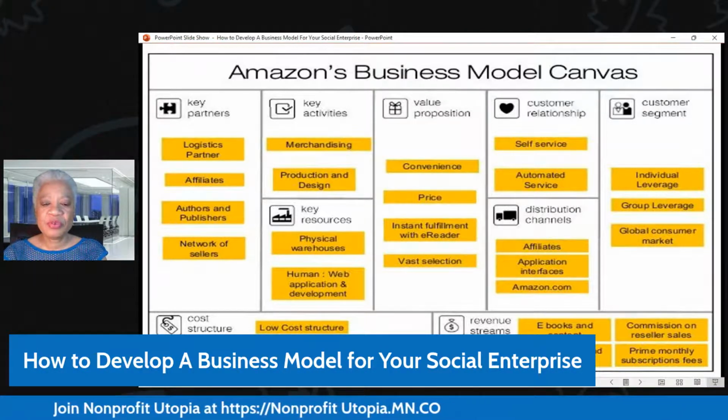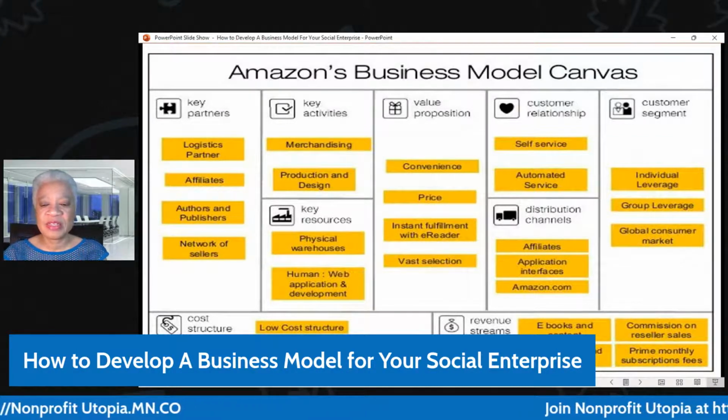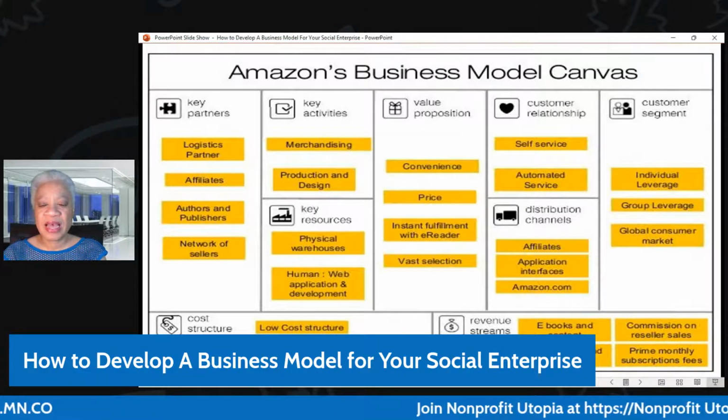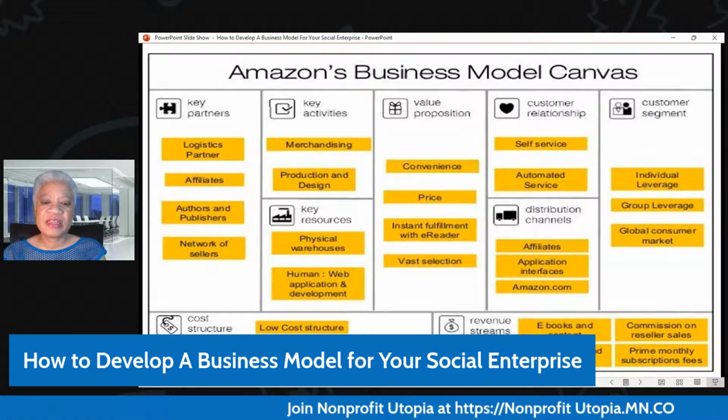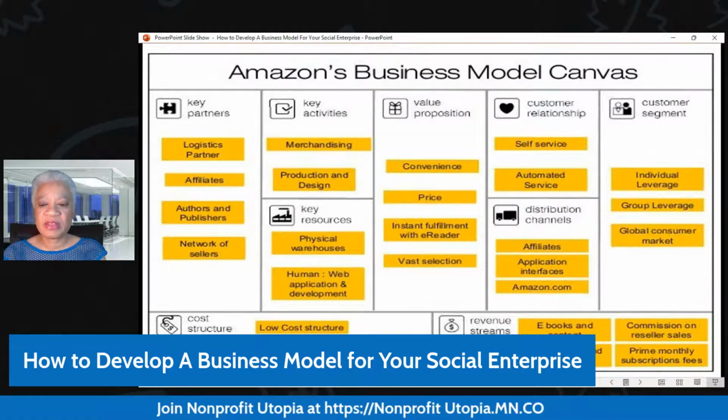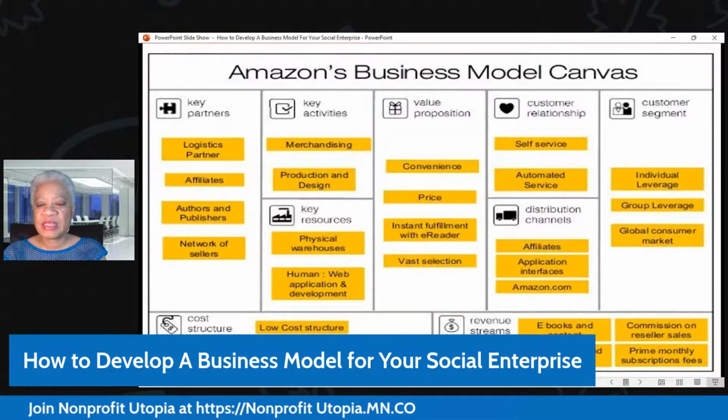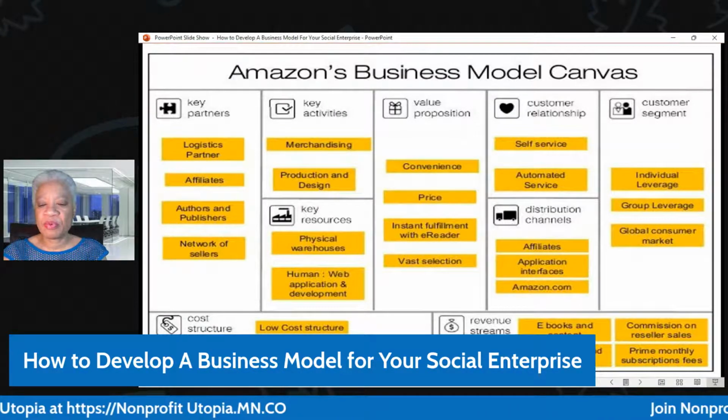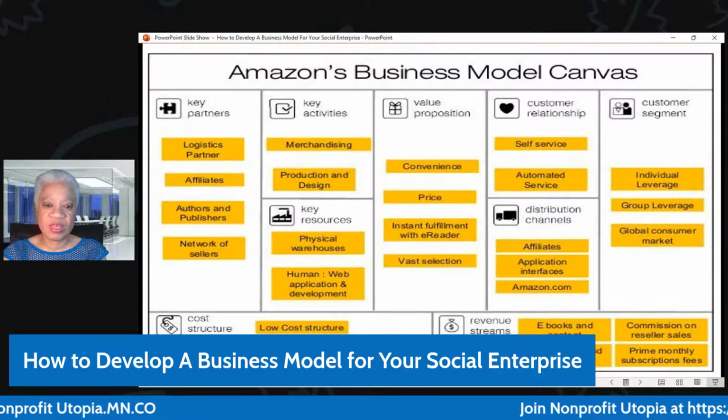And then the revenue streams come from sale of assets, so that's products and services, through ebooks and the content, acquisitions and investments of other companies, commission on reseller sales, and then prime monthly subscription fees.